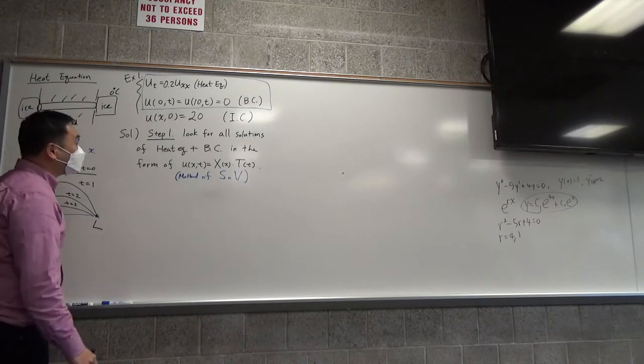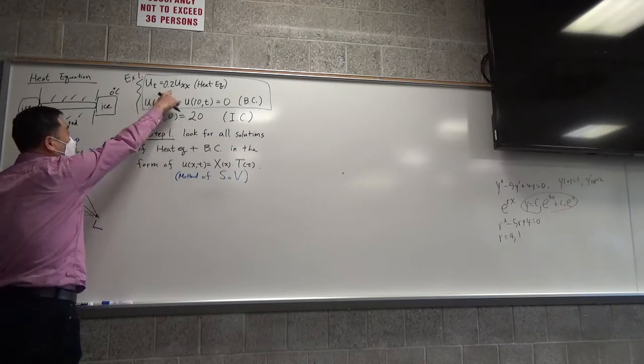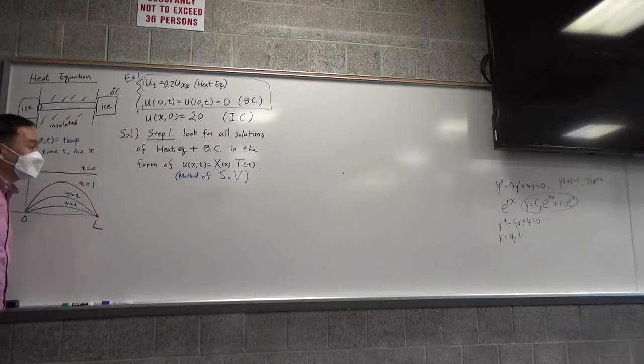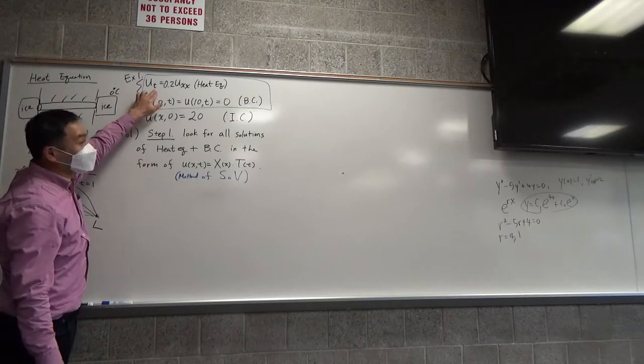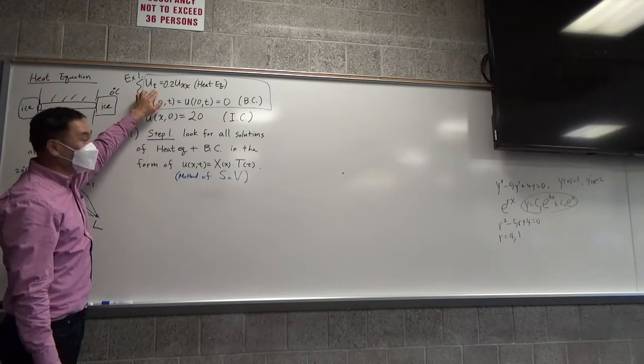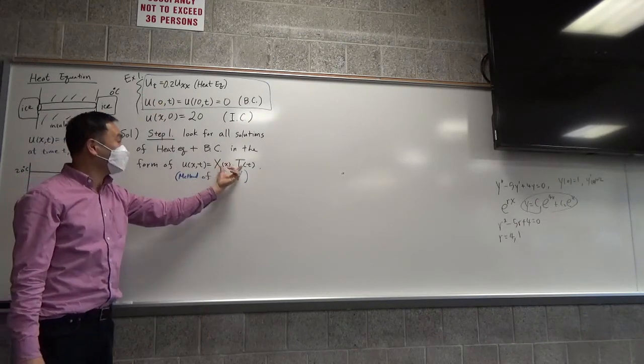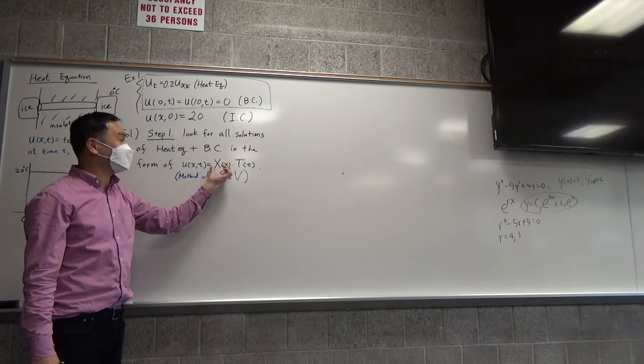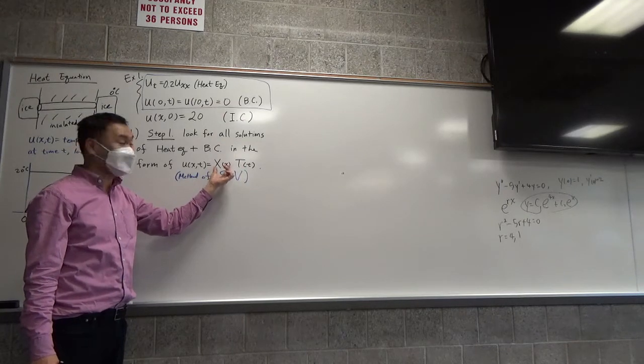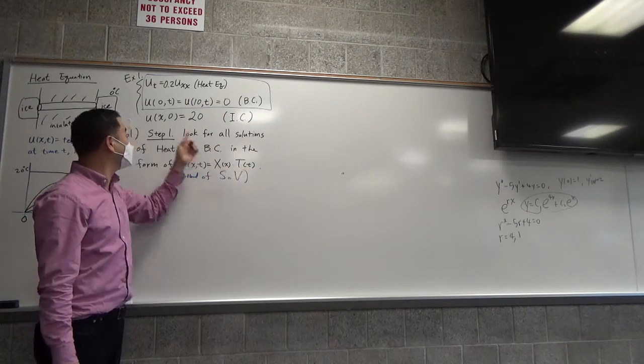So let's plug this into the heat equation and see what we get. First, remember this is a partial derivative, right? Partial derivative means you treat the other variable as a constant. So if you differentiate this by t, this is treated as a constant, right? So what would you get if you plug this on the left side?